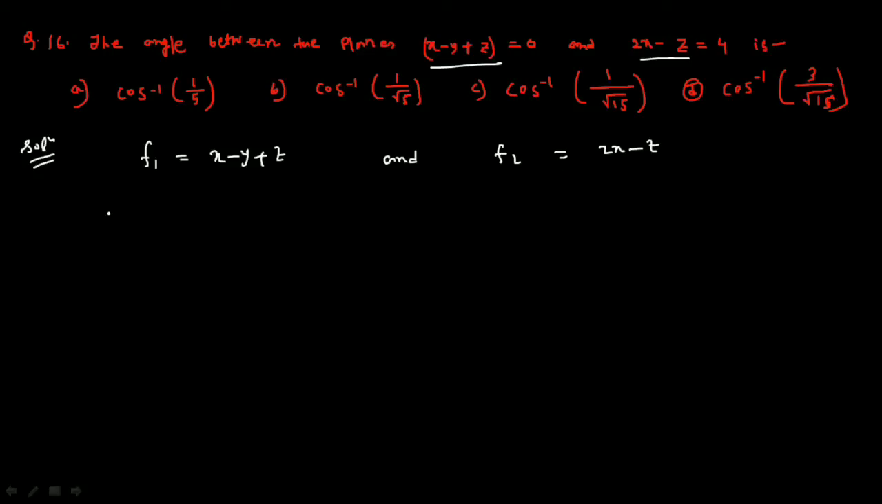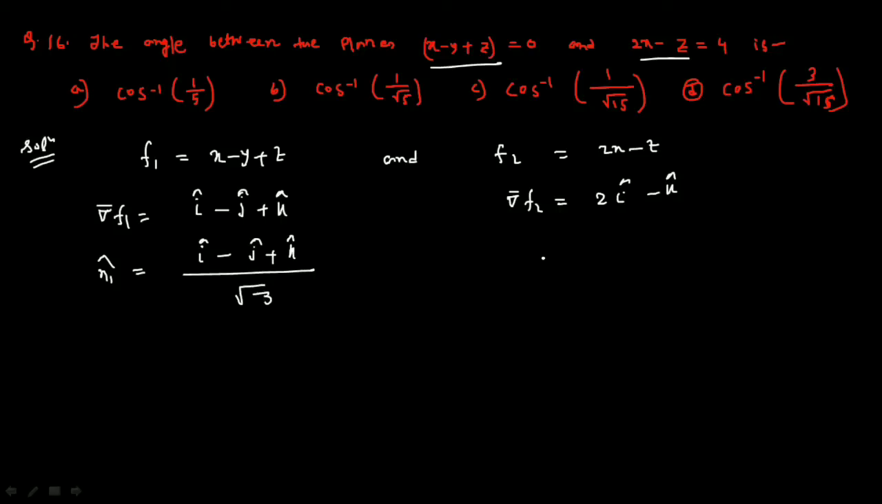Now if you take the gradient of f1, it will be i cap del f1 del x, that is i cap, minus j cap, plus k cap, and from here the gradient of f2 will be 2i cap minus k cap. So from here n1 cap is equal to i cap minus j cap plus k cap divided by root 3, the unit vector, and n2 cap is equal to 2i cap minus k cap divided by root 5.